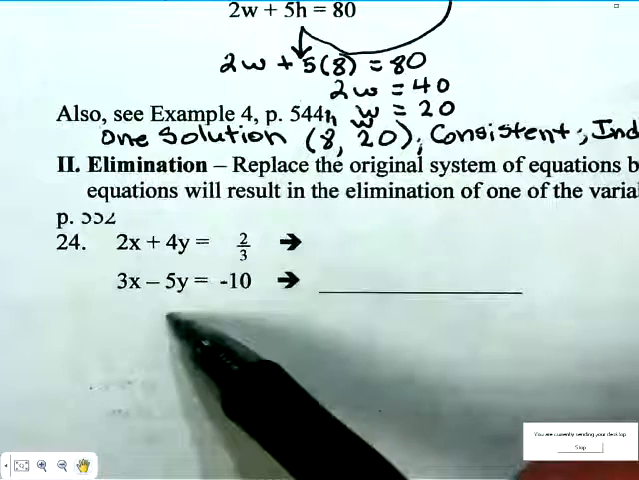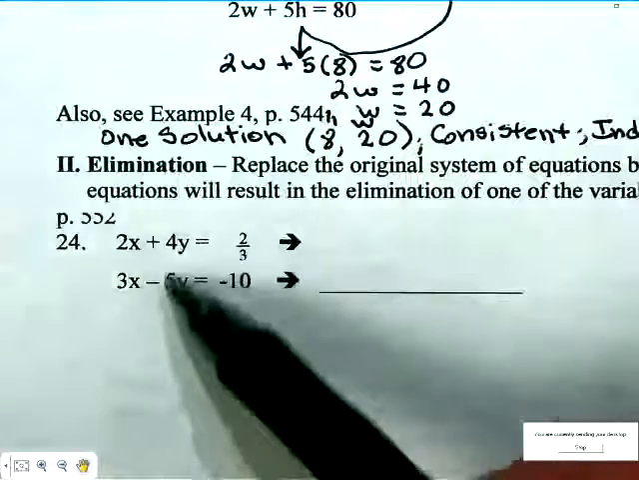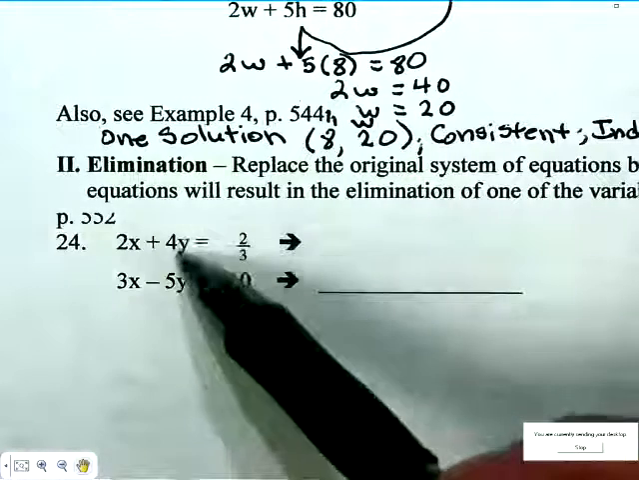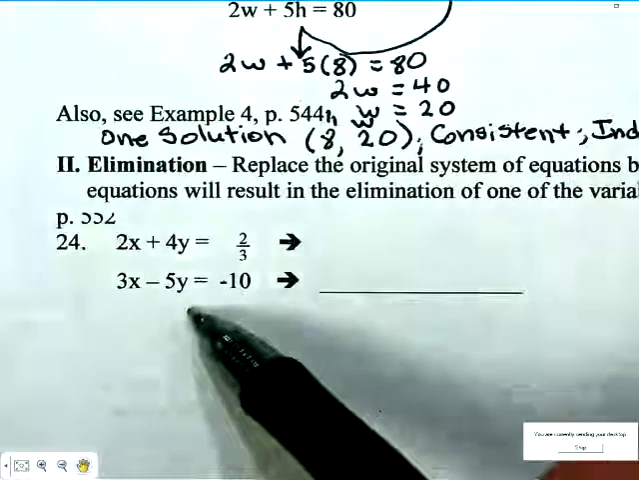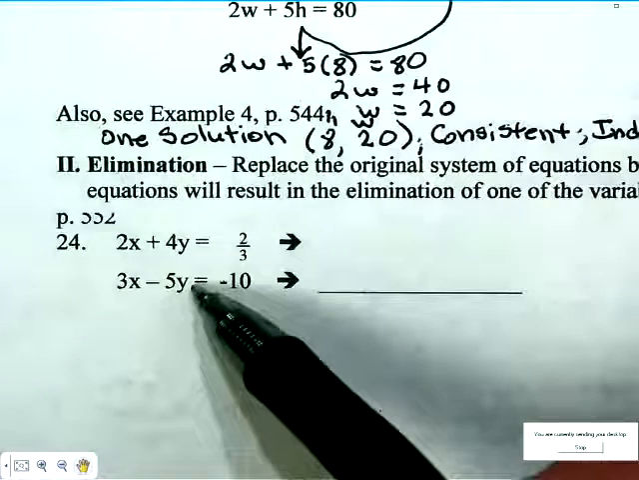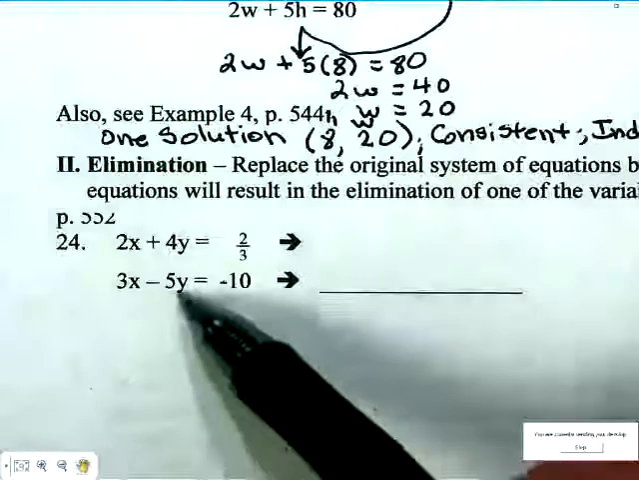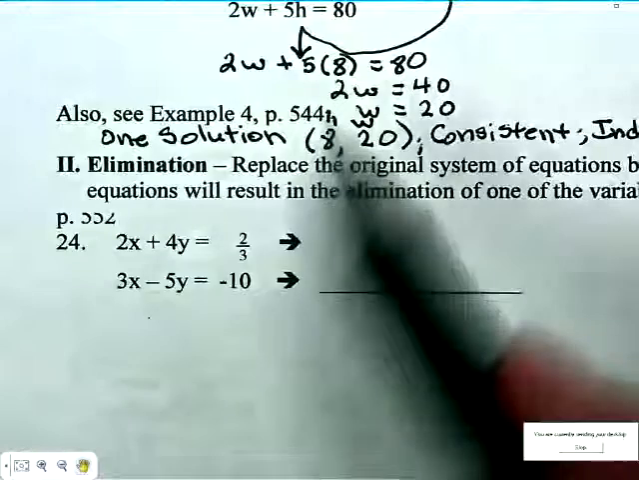If I was going to try to cancel my y's, I would have to say 4 and 5 both go into 20, so I'd have to make one of these become a positive 20 and one of these become a negative 20 in some legal manner, not just erase and put a 20 there. To do that, I'd have to multiply the top equation by 5 and the bottom equation by 4. Whatever I do to the left-hand side, do the same thing to the right-hand side.